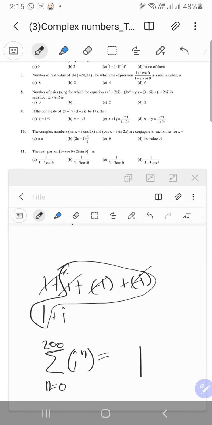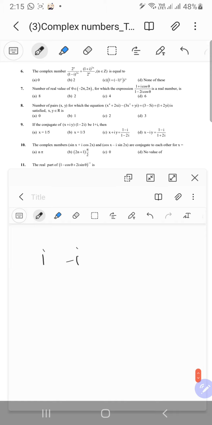Next question. The complex number 2 power n upon 1 minus iota to the power of 2n plus 1 plus iota to the power of 2n is equal to. So let's figure out what this complex number is. Euler's theorem? Yeah, that's what we use most of the time, but no, not really. So I'm going to do it some other way maybe. Yeah, multiply by the conjugate. So that will be doing it.